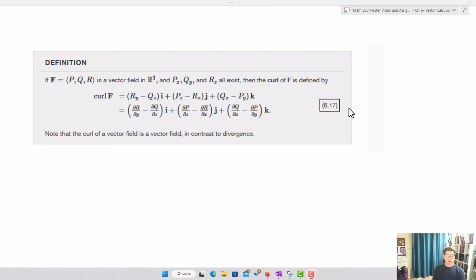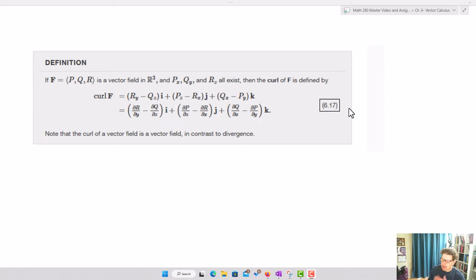If we're going to define curl, we let F be our vector field, P, Q, R, in R3. We can also imagine this in R2 as well. And we've got that the partials Px, Qy, and Rz all exist. Then the curl of F is defined as (Ry minus Qz) i plus (Pz minus Rx) j plus (Qx minus Py) k. That's the partial of R with respect to y minus the partial of Q with respect to z, i, plus the partial of P with respect to z minus the partial of R with respect to x, j, plus the partial of Q with respect to x minus the partial of P with respect to y, k.